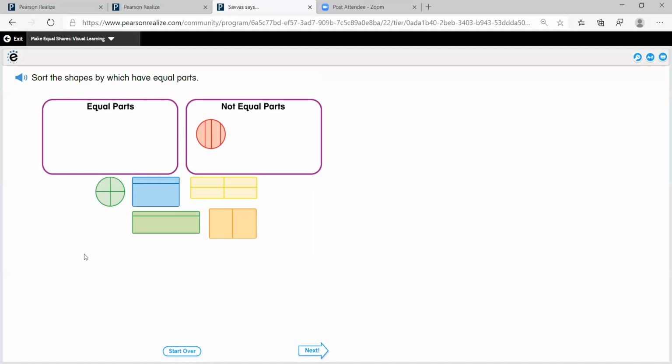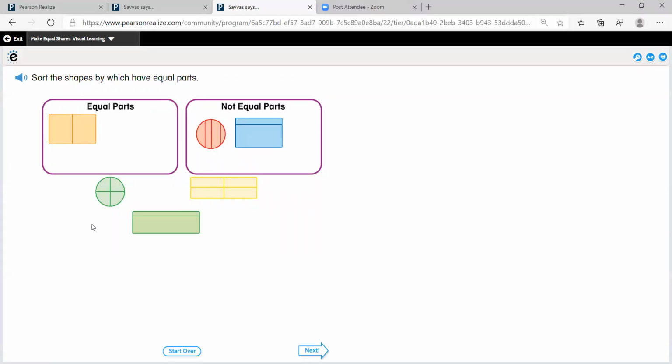What about our blue rectangle? It's been divided into 2 pieces, equal or not equal. What do you think? Not equal. The piece on top is much smaller than the piece on the bottom. Let's take a look at our orange rectangle. It's been divided into 2 pieces, equal or not equal. Did you say equal? We have 2 pieces that are the same size.